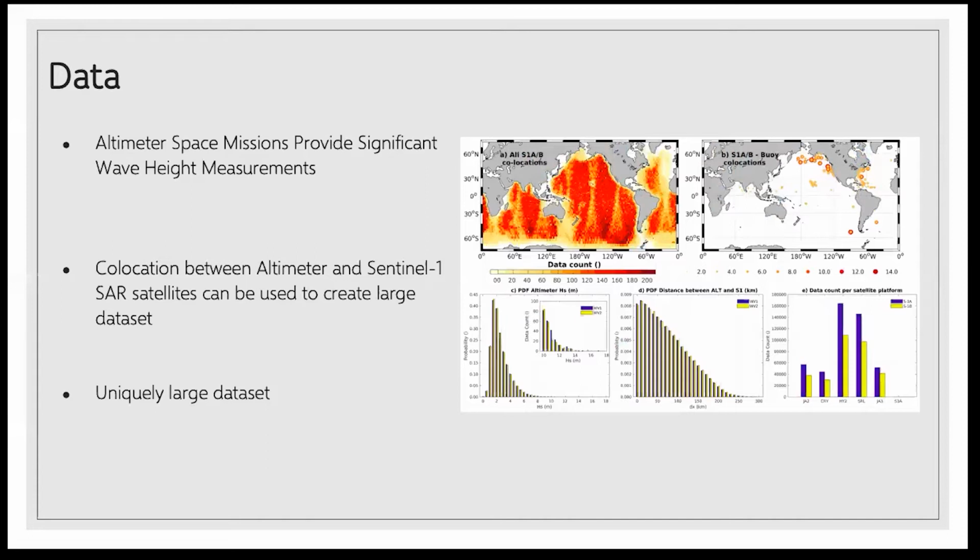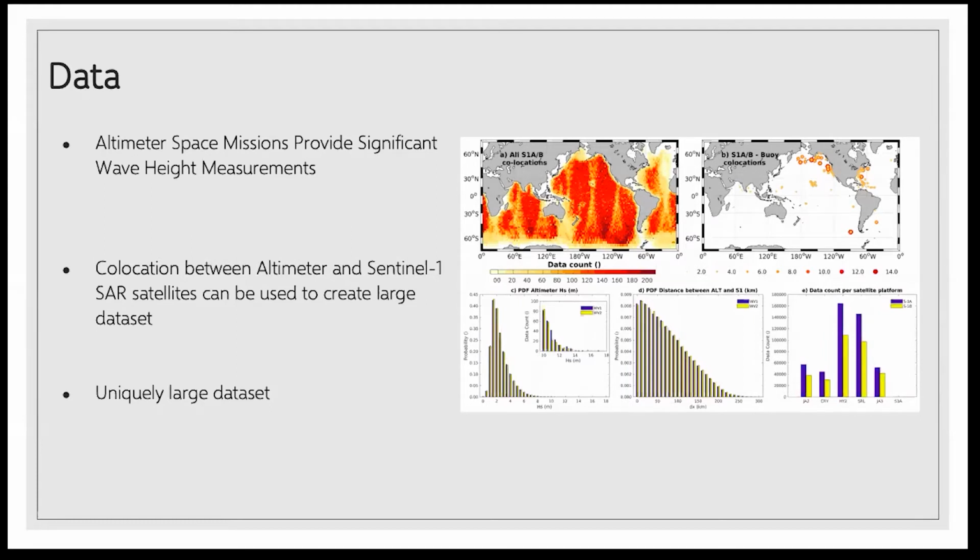Essentially, the altimeter space missions provide significant wave height measurements for regions of the ocean in squares as well. And so we're able to take co-locations between the altimeter and Sentinel-1 satellites to create extremely large data sets. By co-location, I mean, since the altimeter data points and Sentinel-1 data points each have an associated time and space component, we can find two measurements that have similar space measurements and time measurements.